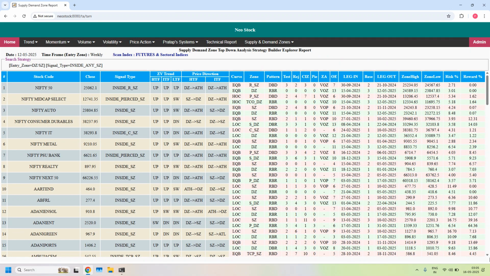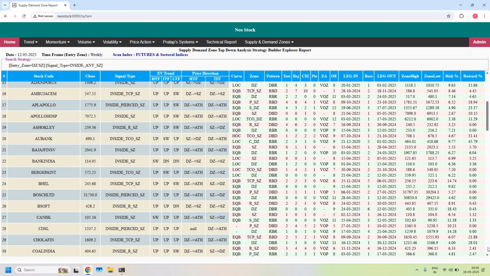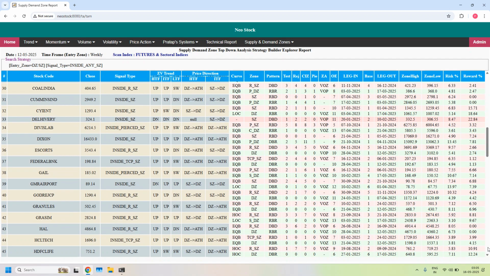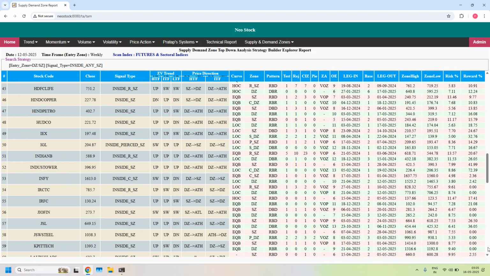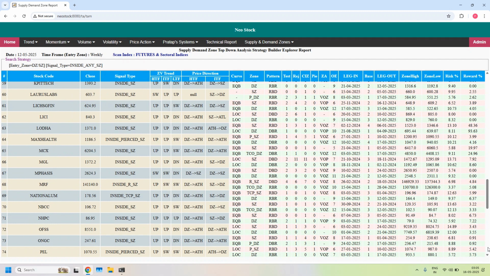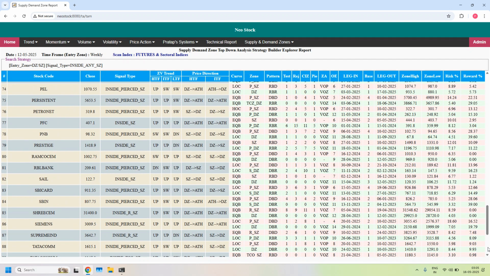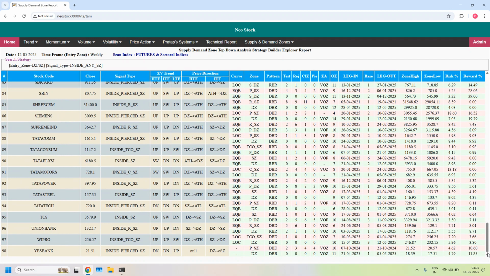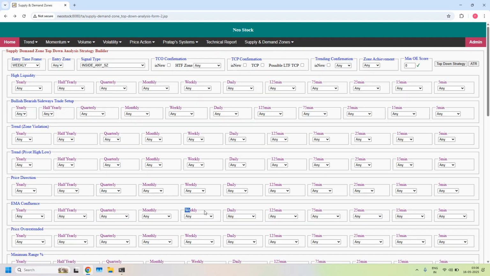First 15 stocks in the list. Scrolling the list down. Total 98 stocks are filtered. We can further filter based on weekly supply zone having weekly EMA Confluence, and also the trend on the weekly should not be sideways. It can be up or down.